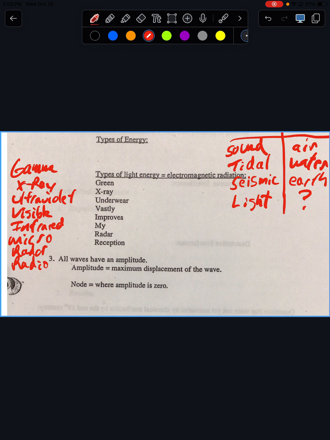Unlike other waves, all light waves travel at the same speed. Every different note on the piano travels at a different speed because it's got a different frequency. But light waves all travel at the same speed, 3.00 times 10 to the 8th meters per second. C is the speed of light. So all waves of light travel at that speed.